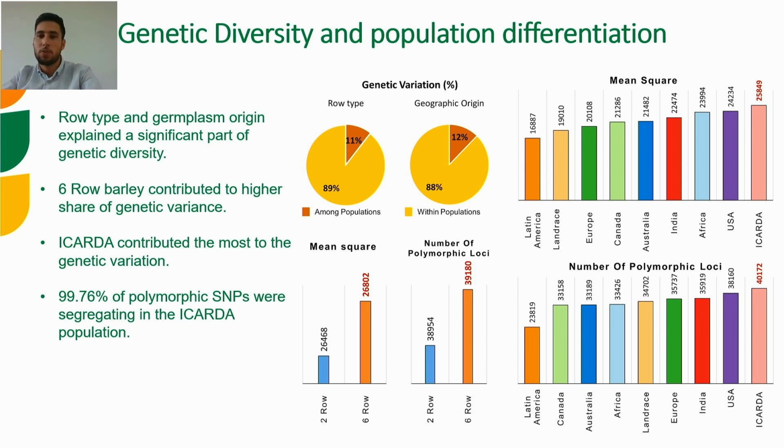The AMOVA revealed that the row type grouping accounted for more than 10.6% of the whole genetic variation, with 6 row genotypes showing slightly higher genetic variation as compared to 2 row genotypes, as reflected by the higher mean square. Also, the 6 row genotypes contained a higher number of polymorphic loci, while the grouping based on geographical origins accounted for 12% of the genetic variation. And among origins, the Icarda material was the most diverse since it contributed to a higher share of genetic variation as per the mean square and contained the highest number of polymorphic loci.